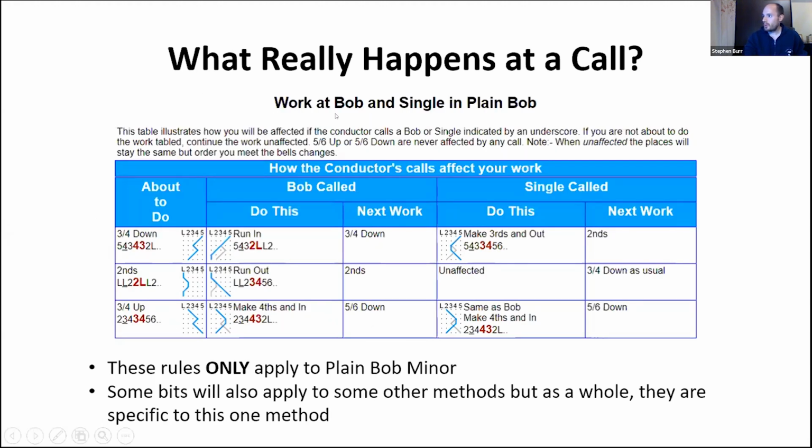So work at a bob and single in plain bob. This is plain bob minor we're looking at now, and some people will recognize this sort of table. This is from a website which I think I included the link to. It's a pretty standard table showing you what happens when the conductor makes a call in plain bob minor. We've got an about-to-do column, then a what happens if a bob is called, and what happens if a single is called. These specific rules only apply to plain bob minor. There may be one or two minor variations of plain bob minor which would also have the same rules, I don't know, but basically this is a bespoke table that will tell you all the things that happen at the calls in plain bob minor. Some bits will certainly also apply to other methods, but as a whole, they're pretty specific to this particular method.